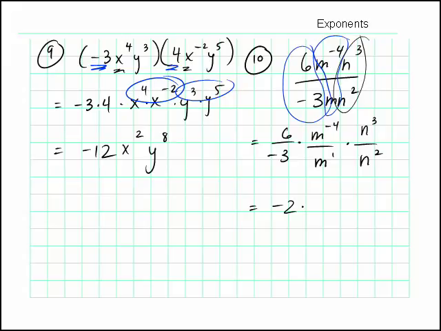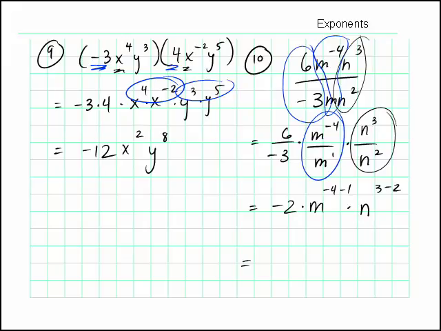Here is where we subtract our exponents. So this is actually m to the negative 4. Let me change the color on this. M to the negative 4 minus 1. And here this is n to the 3 minus 2. We're subtracting our exponents. Simplify a little bit and we have our result.